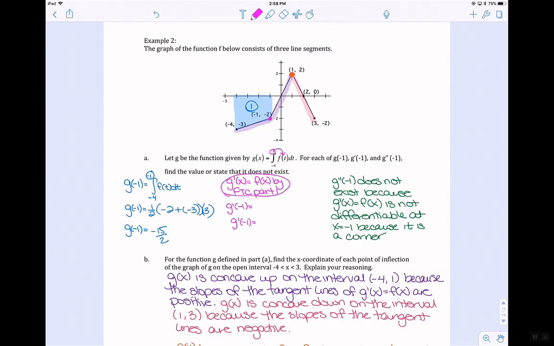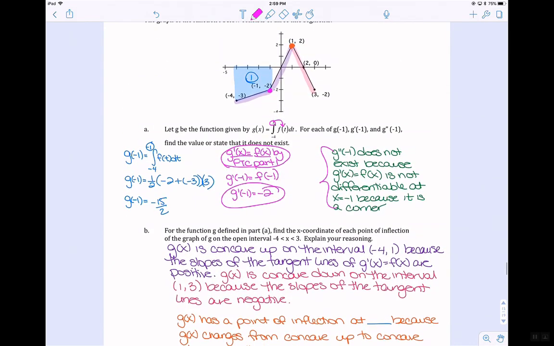g prime would be plugging in my x in for t and multiplying by the derivative of x, which is 1. So if g prime is equal to f, then g prime of -1 is f of -1. And f of -1 is equal to 2. And then at -1 here, that's actually a sharp corner. So g double prime does not exist because f is not differentiable at that point.